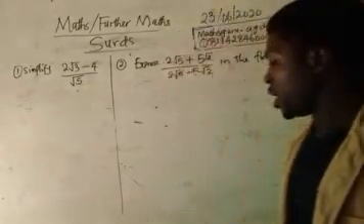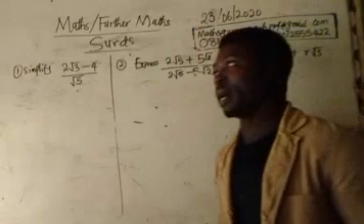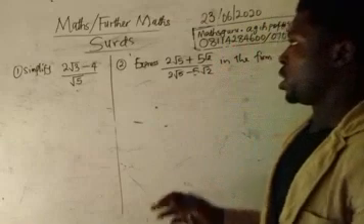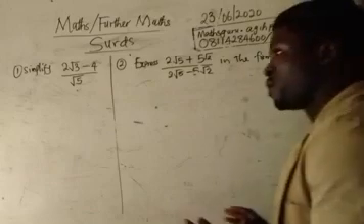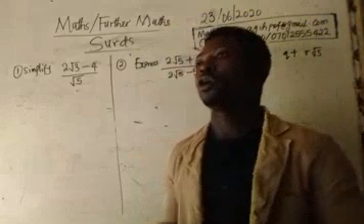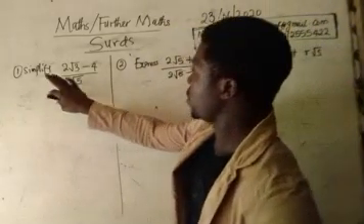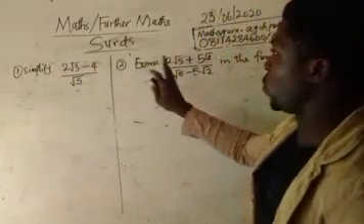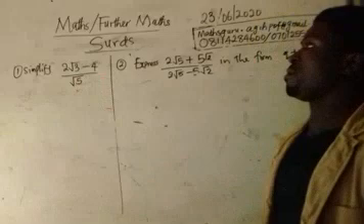SURDS are irrational numbers which are square roots of rational numbers. In our discussion on SURDS, we discuss similar SURDS, conjugate SURDS, and how to rationalize the denominator of a SURD. Today we have two questions on SURDS to resolve. The first one, we are to simplify this.